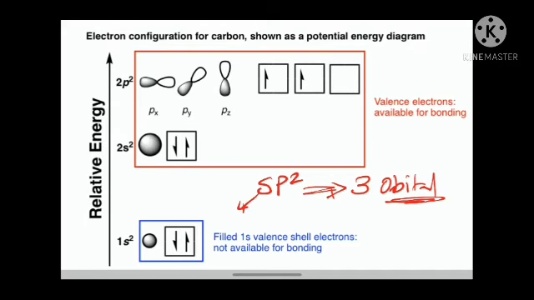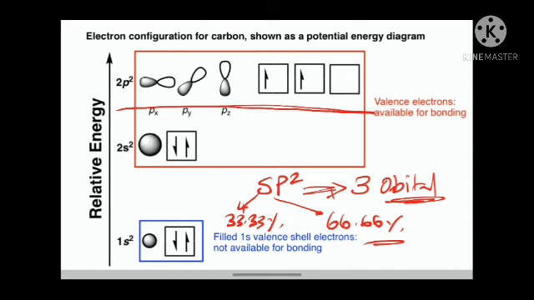That means this is 33.33% s and this is 66.66% p. So the energy level would be close to the p orbital, because p is the majority in this hybridized orbital. So the energy level is somewhere like this. The sp orbital's energy level is exactly in the middle, but the sp2 orbital's energy level is somewhere above it, somewhere here.